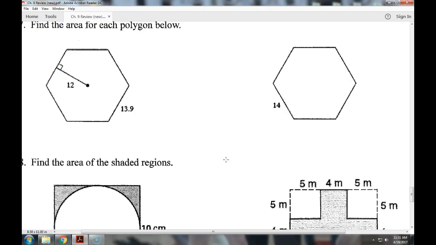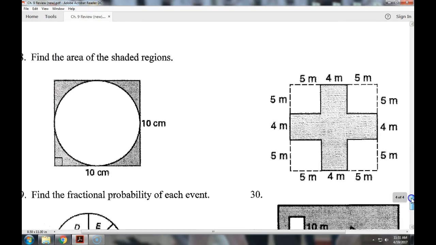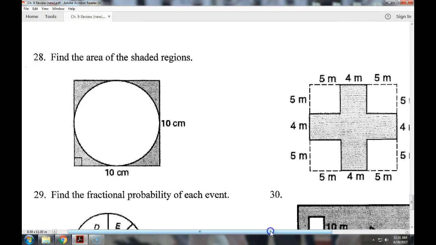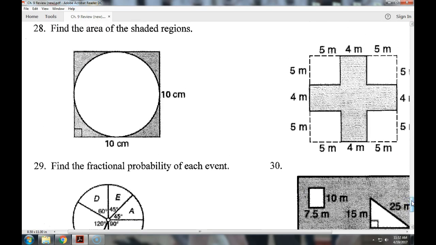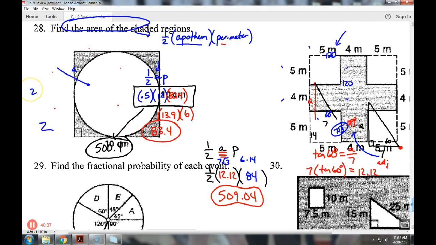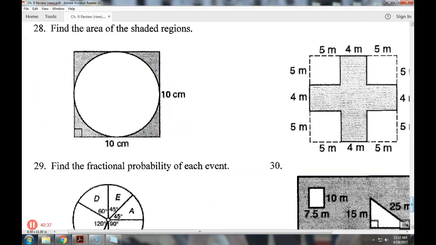Alright, moving on down, looks like we got a couple left, so let's see what we got here. Let's do 28. This problem is similar to what we did on our homework a couple days ago. So, area of the shaded region.